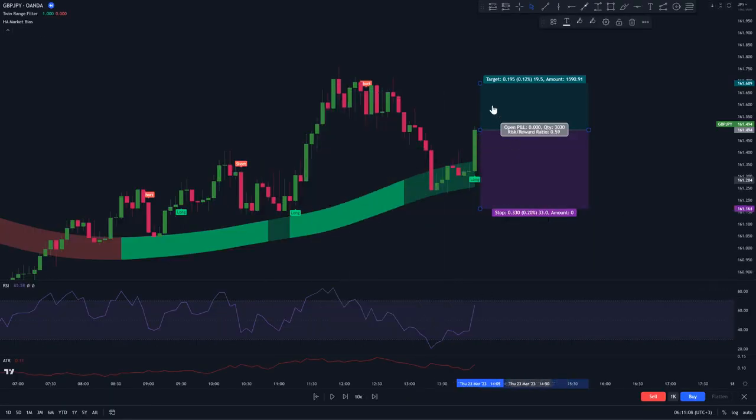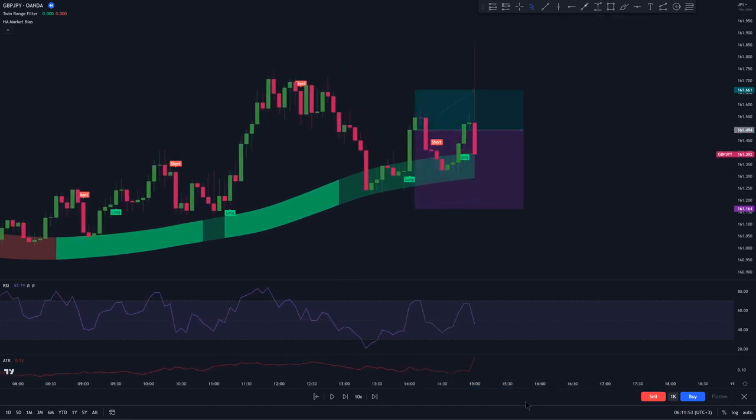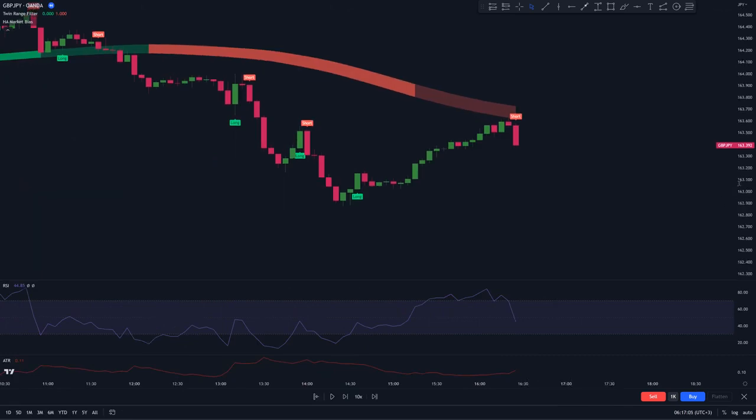For the take profit, we're gonna set it at 0.5 times the risk. We let the trade run and take profit. For short trades, we're gonna reverse all the conditions.